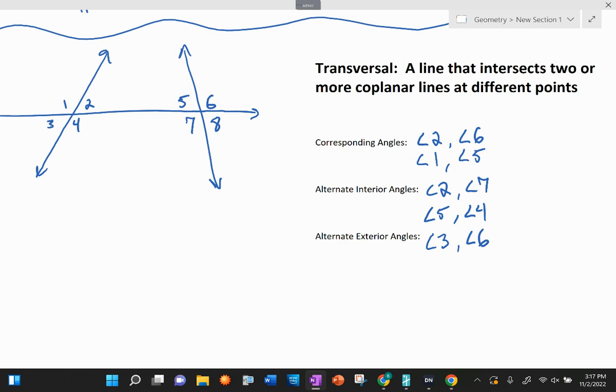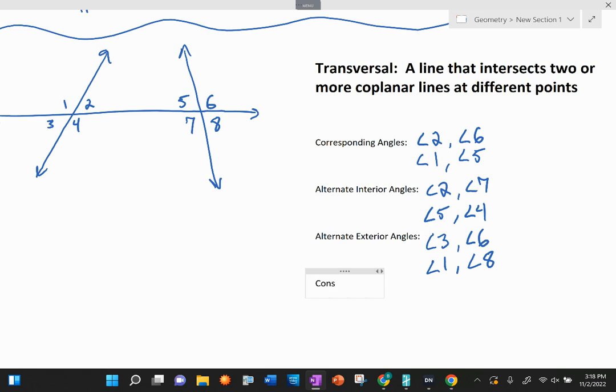Oh no, we'll call it something slightly different, but you're thinking along the same lines. See what you're saying? Okay, so what would be the other alternate exterior? Yeah, angle 1 and angle 8. Okay, and then this thing is a little bit more user friendly.